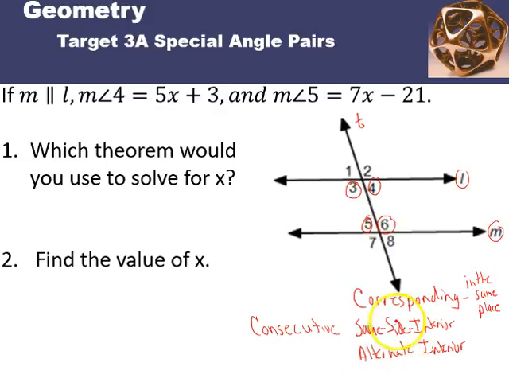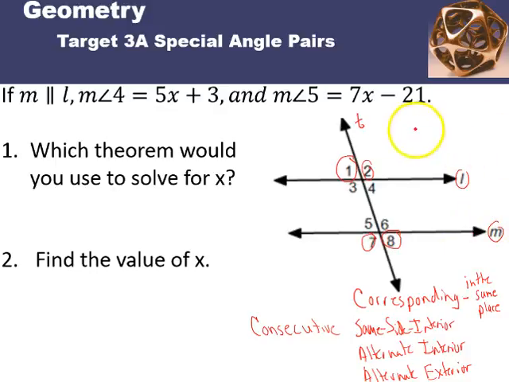Okay, then we have corresponding, same side interior, alternate interior, and we also have alternate exterior. Alternate exterior are just like alternate interior, but they're outside. So if I pick an outside angle, like angle 1, then I have to look for one down here from line M that's outside and on the other side of T. So that would be 8. So 1 and 8 are a pair of alternate exterior, and 2 and 7 are also a pair of alternate exterior. Okay?